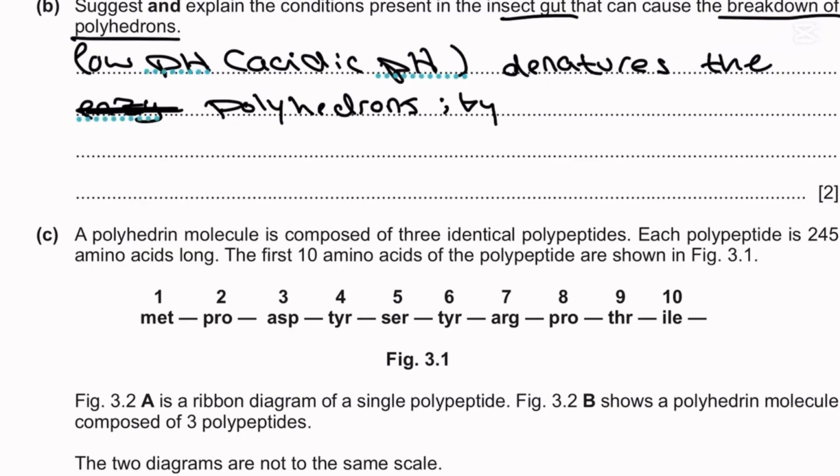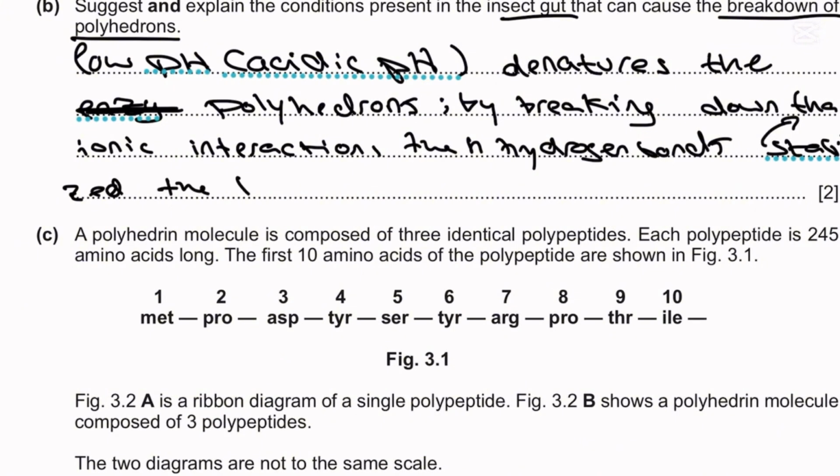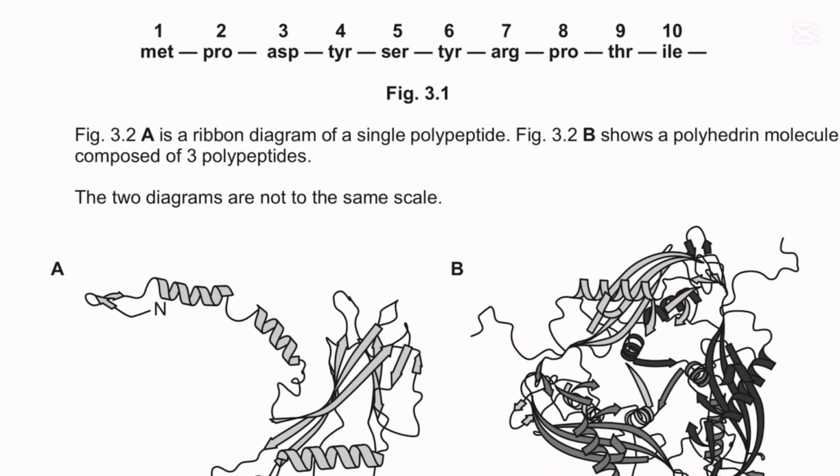Yes? Okay, by breaking down ionic interactions, then hydrogen bonds that stabilized the tertiary structure, which now breaks, unfolding the protein, releasing the virus. Now here we have a polyhedron molecule composed of 3 identical polypeptides.